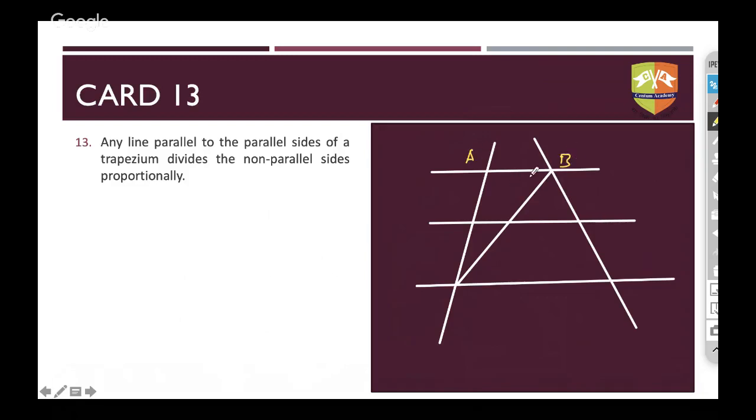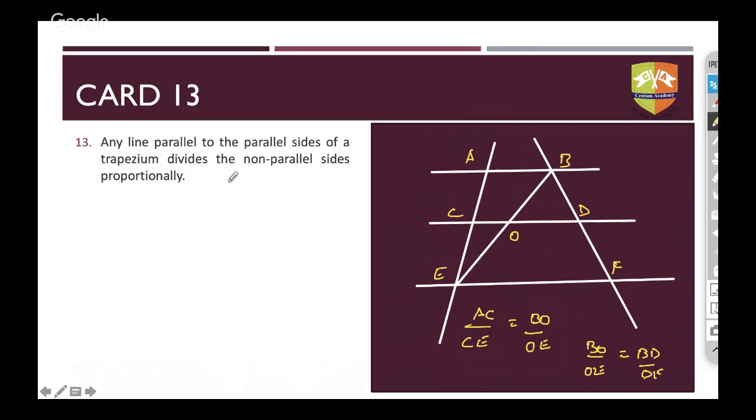A, B, C, D, and E, F. Again, by application of BPT, let's say this point is O. So AC upon CE is equal to BO upon OE. And again in triangle BEF, BO upon OE is equal to BD upon DF. This is also a valid proof. I hope I cleared this.